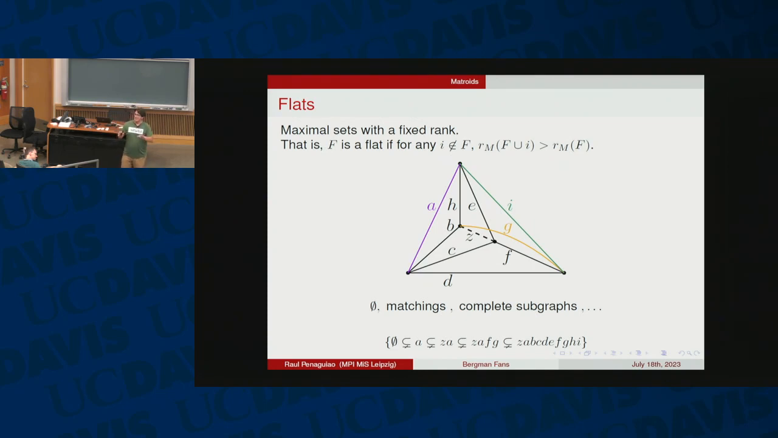The last name that I want to imprint on your mind is the name of flag of flats. It's kind of a funny name, but it comes from vector spaces. A flag of flats is just a sequence of flats, one containing the other. You can see here a complete flag of flats because you cannot squeeze in any other flat in between. All maximal flags of flats have the same length. In this case, it will be the rank plus 1, depending on how you want to count it. And that's it. Okay, so that was flats in the context of graphical matroids.